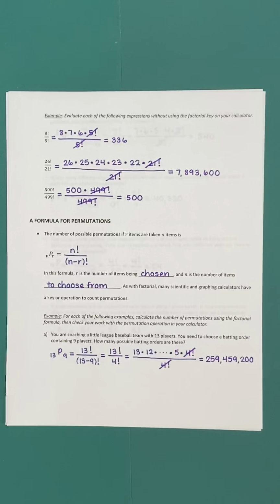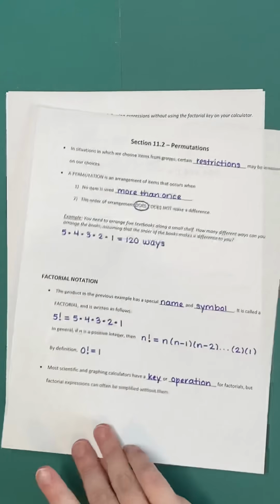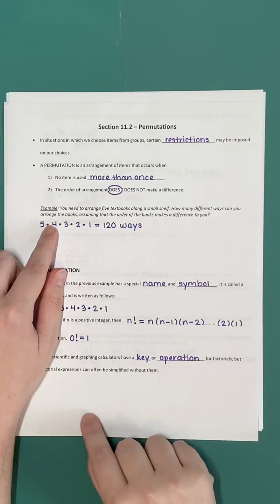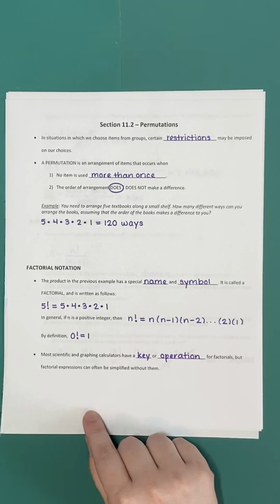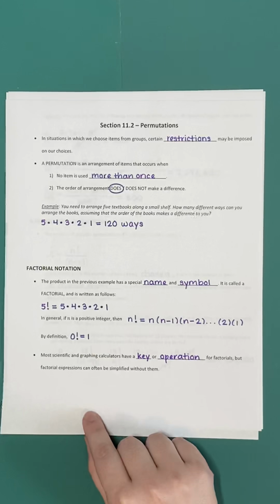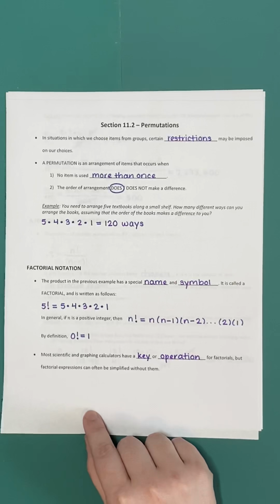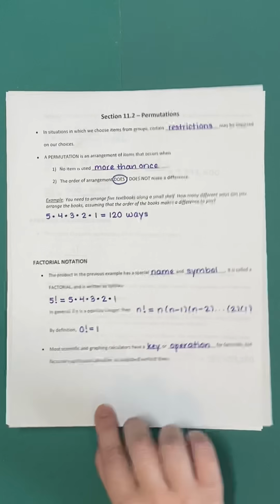So they could be the same, or R is going to have to be the smaller number. So we can take 5 and choose 5. That would be what we did in the textbook situation. So we have 5 to choose from, and then we're choosing and we're arranging all 5. So N would be 5, that's the number we have to choose from. R would also be 5, because that's the number we're choosing and the number we're arranging.